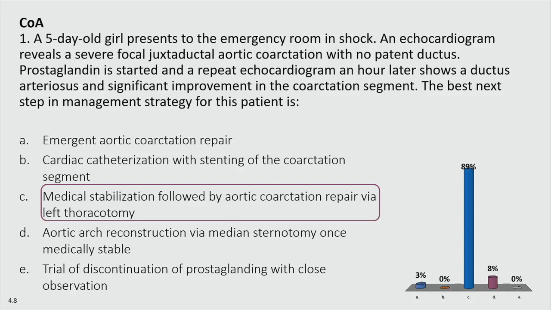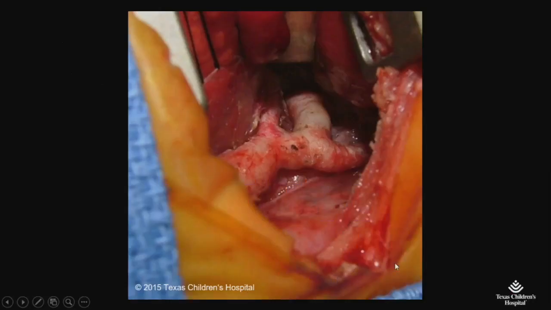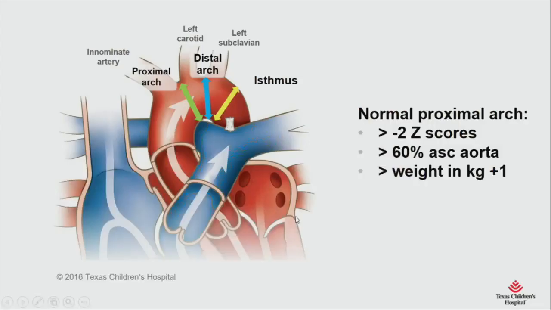This is a focal juxtaductal aortic coarctation that should be addressable through a thoracotomy. So this is an image of a patient with a juxtaductal coarctation. You see the arch, that's the subclavian, you see the duct there, and you see the narrowing of the juxtaductal segment. So central to that question is going to be the size of the arch. So the proximal arch is going to be that segment between the innominate artery and the left carotid, the distal arch between the left carotid and the left subclavian, and then the isthmus is going to be obviously between the left subclavian and your ligamentum or the PDA.